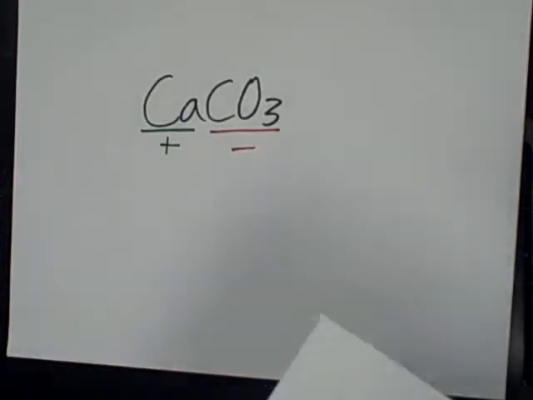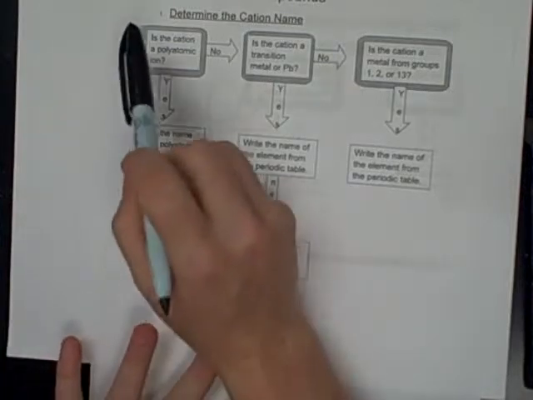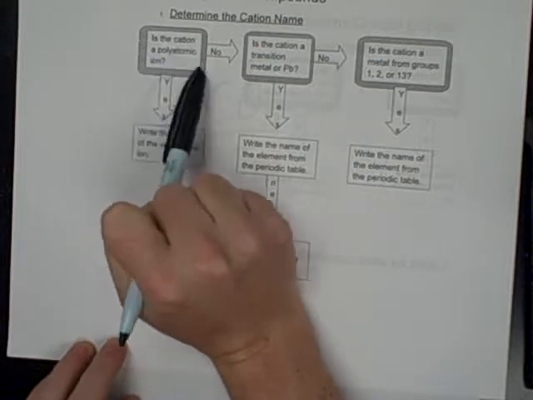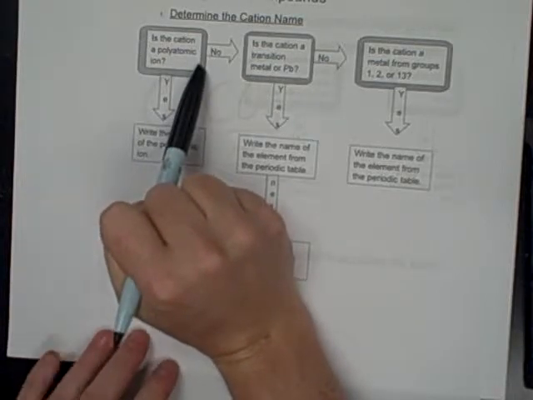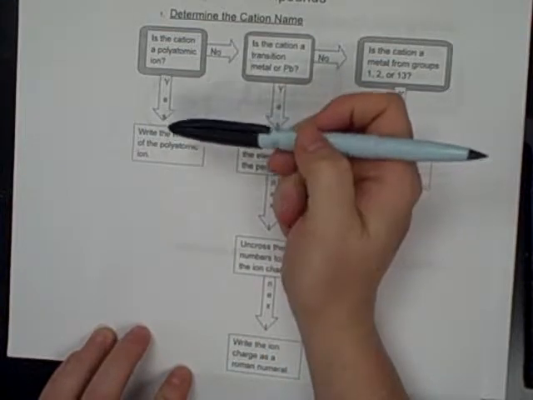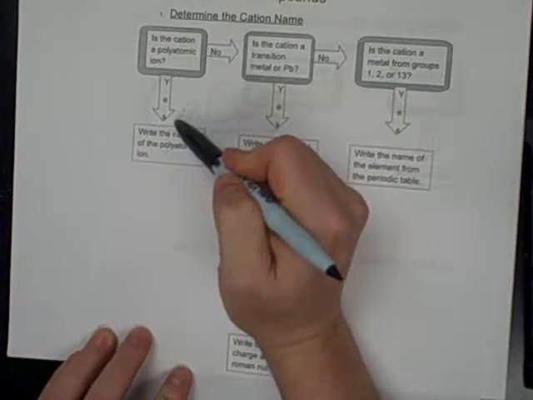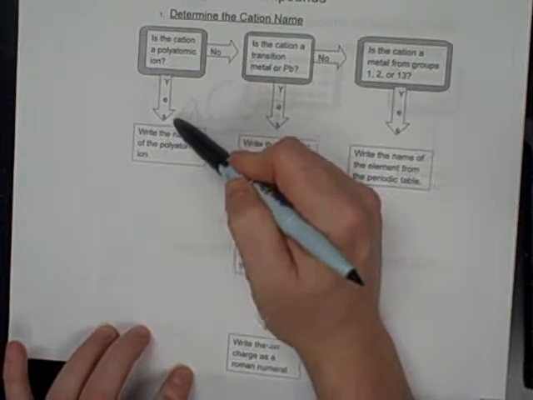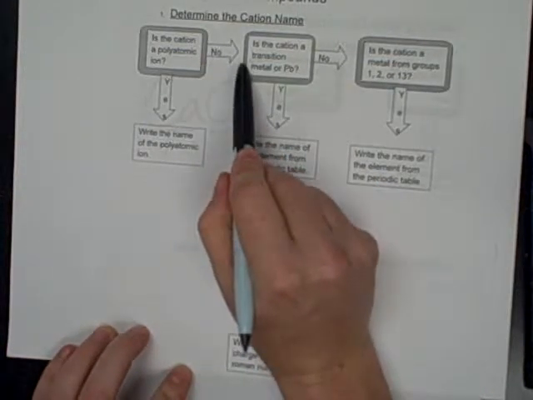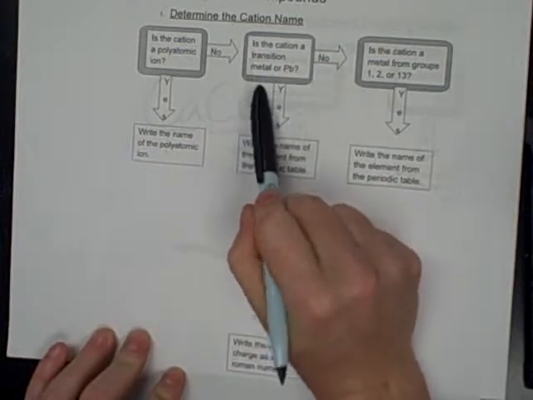So let's look at our chart. We start the chart on the cation side. We start with the top left-hand box, and we answer this question. It's a yes or no question. Is the cation a polyatomic ion? If the answer was yes, we would follow the yes arrow down, but in this case it is not a polyatomic ion. The answer is no, so we follow the arrow no across to the next question.